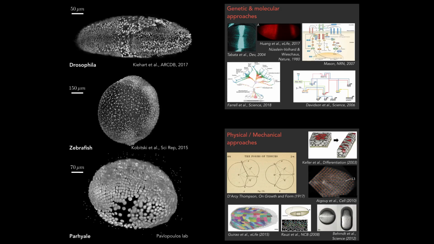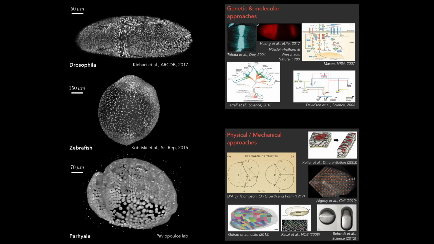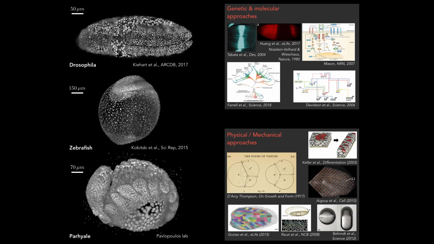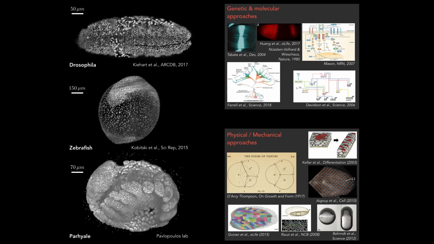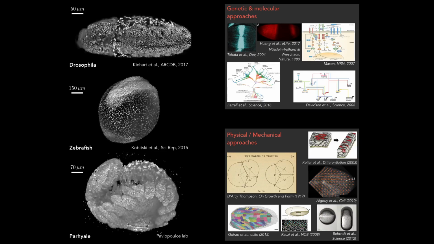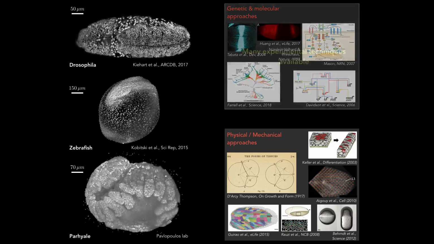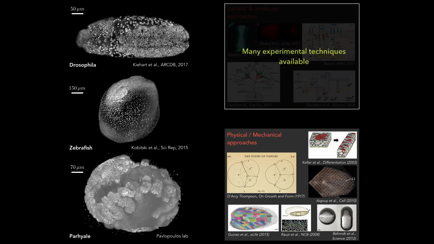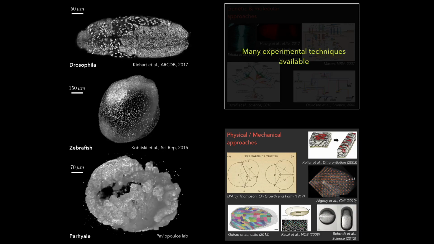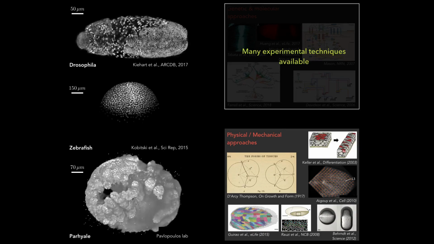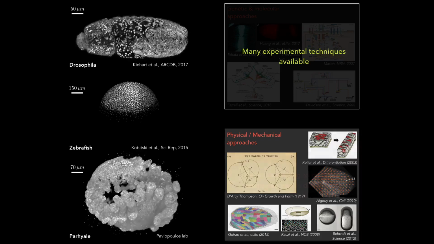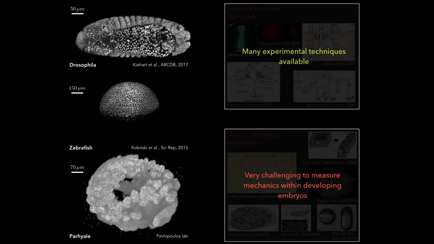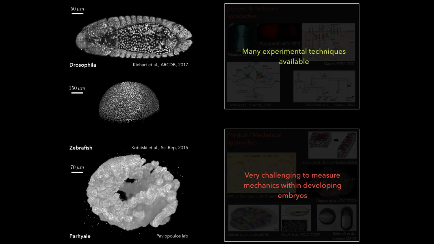Now, however, if you compare our understanding of the physical or mechanical aspects of the problem to our understanding of the molecular aspects of development, we are really in prehistory. We really know very, very little. And one of the reasons for that, probably, is that we have a lot of techniques to interrogate the embryos from a molecular perspective, a lot of them. But it's been extraordinarily challenging to measure mechanics during development, in vivo and in situ.